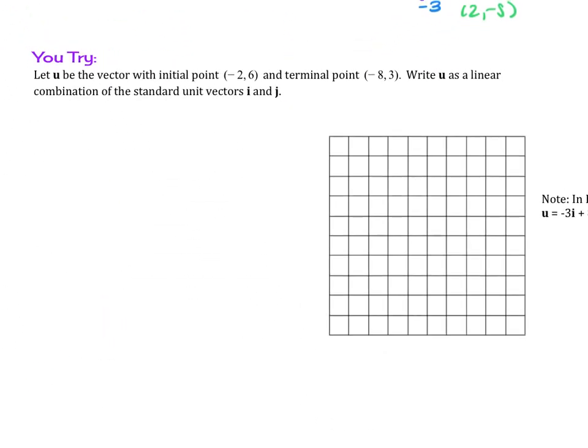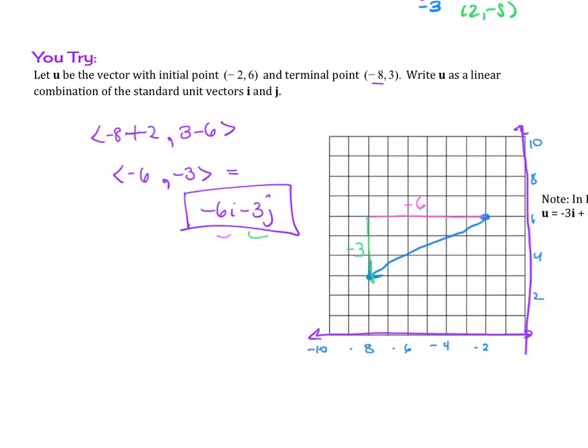Now try this example. Let u be the vector with initial point (-2, 6) and terminal point (-8, 3). Write u as a linear combination of the standard unit vectors i and j. If you tried this out, you should have got -6i minus 3j, and then I drew it. I put the initial point here, which is (-2, 6). The terminal point is left 8, up 3. Then I just tested it: from this initial point, I went left 6, -6, and down 3.